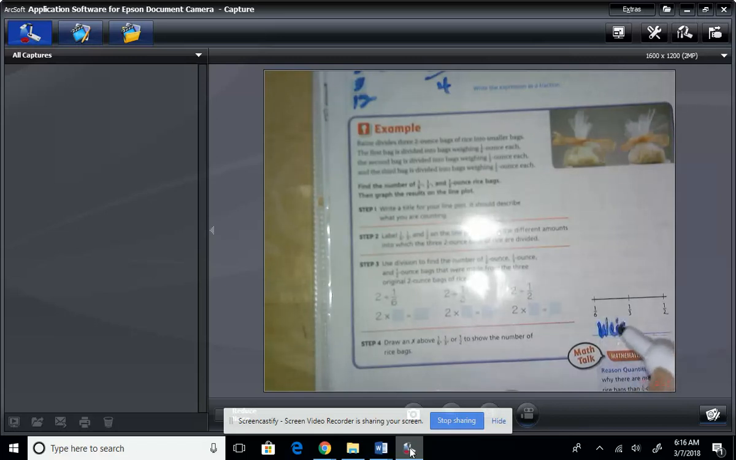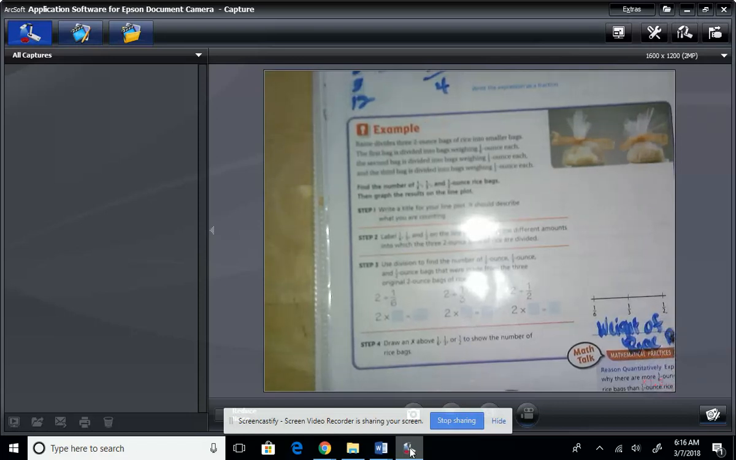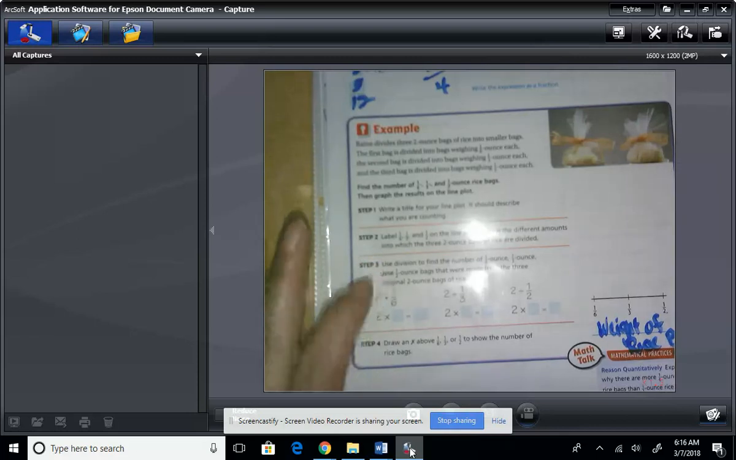Weight of rice bags, because that's what we want to know. All right, so we labeled those. All right, now we're going to use division to figure this out.